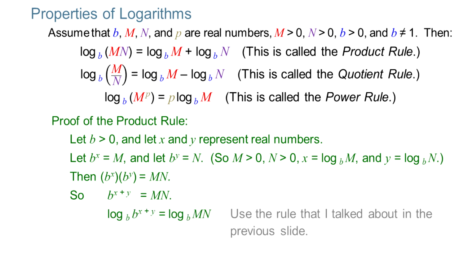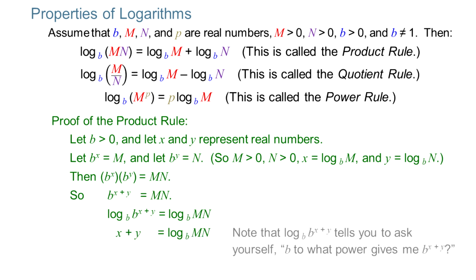For my next step, I can use the rule I proved in the last example to put a log base b in front of both sides of the equation. Since log base b of b to the power of x plus y tells me that I need to ask myself, b to what power gives me b to the power of x plus y, I can say that log base b of b to the power of x plus y is equal to x plus y.